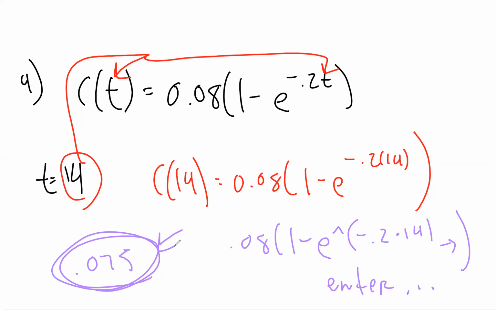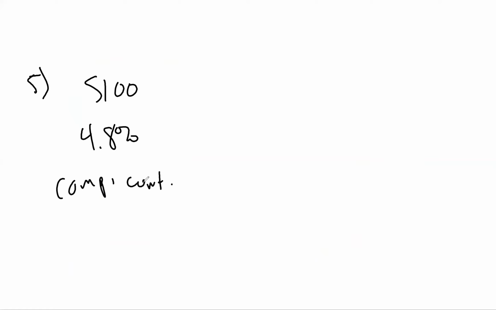Okay, so number 5. Let's take a look. Number 5. Now we're going to do some investing. Okay, so you invest $5,100 into a new savings account, which has a 4.8% interest rate. It is compounded continuously. Okay, what will your value be after 2 years? And so time is 2 years. So here's everything that we need to know.